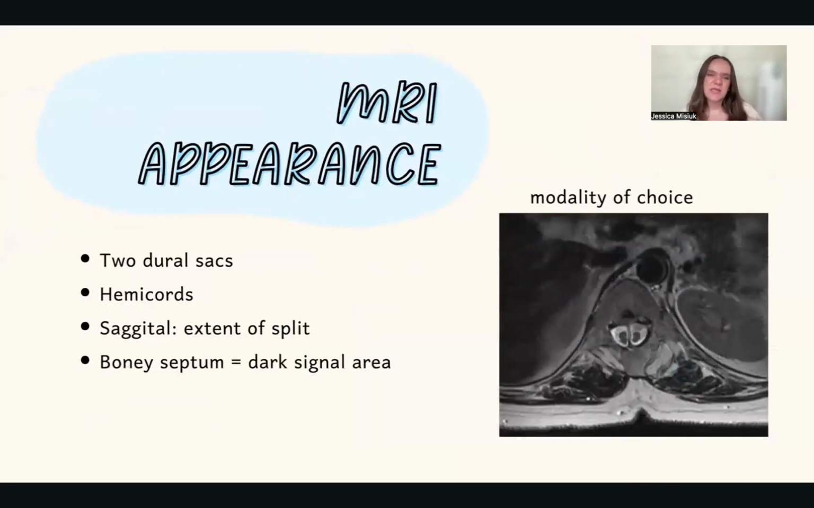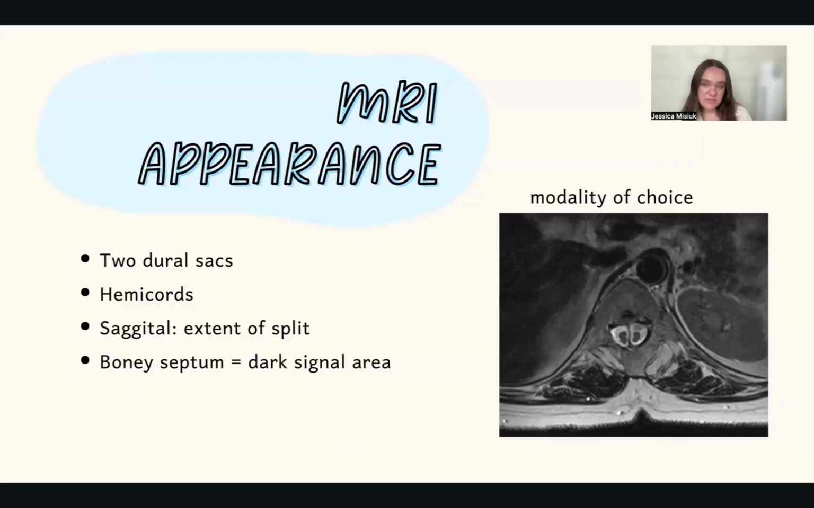After the ultrasound was taken, an MRI was taken the following week in order to get better images. It is usually the modality of choice due to the way that we can see better detail. As you can see on the right, there are two dural sacs, meaning it is split by a fibrous septum and is more likely a type 1 anomaly. It has two hemicords.